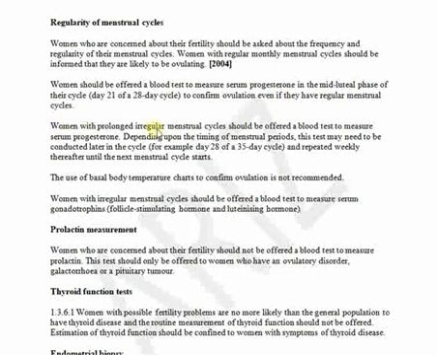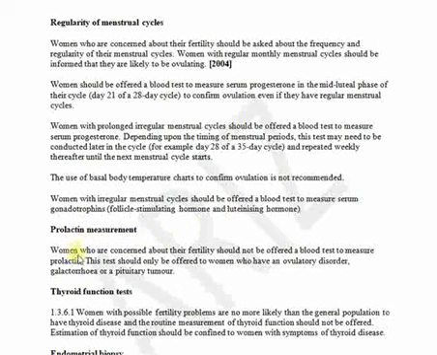Women with prolonged irregular menstrual cycles should be offered a blood test to measure serum progesterone. Depending upon the timing of menstrual periods, this may need to be conducted later in the cycle, for example, day 28 of a 35-day cycle, and repeated weekly thereafter until the next menstrual cycle starts. The use of basal body temperature charts to confirm ovulation is not recommended. Women with irregular menstrual cycles should be offered a blood test to measure serum gonadotrophins, follicle stimulating hormone, and luteinizing hormone.